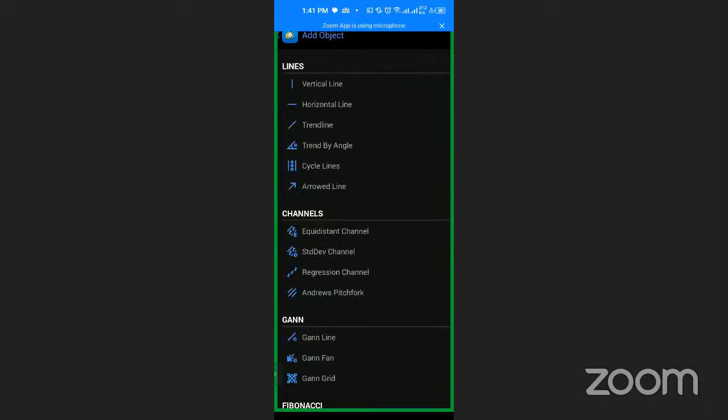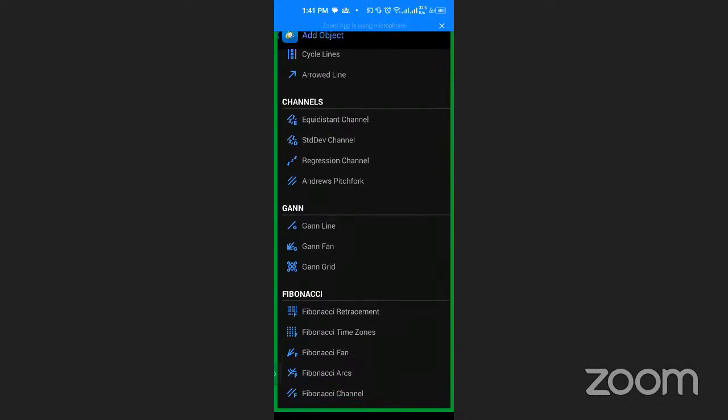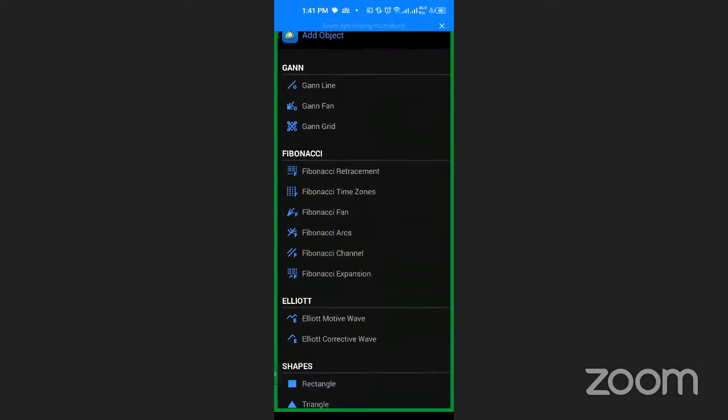But because we want that Fibonacci line, we're going to select the plus at the top right. When we select that plus, it will show us lines, channels, Gann lines, and Fibonacci. Under Fibonacci, we have Fibonacci retracement, Fibonacci time zones, Fibonacci fan, Fibonacci arcs, Fibonacci channel, Fibonacci expansion. So we have all that. I just select Fibonacci retracement, the first one there.